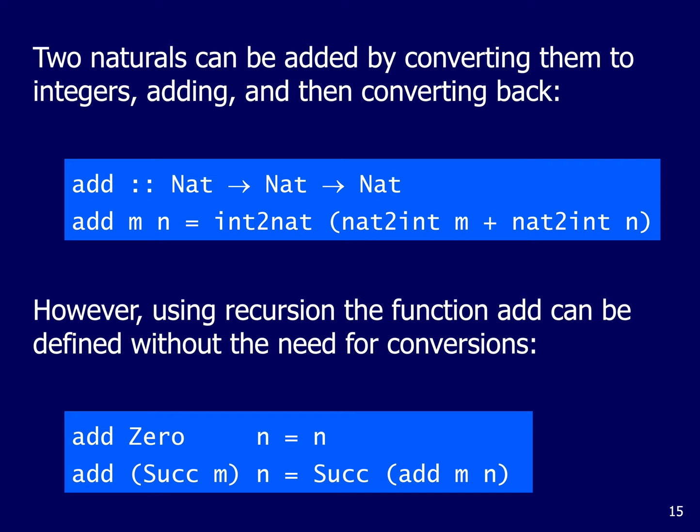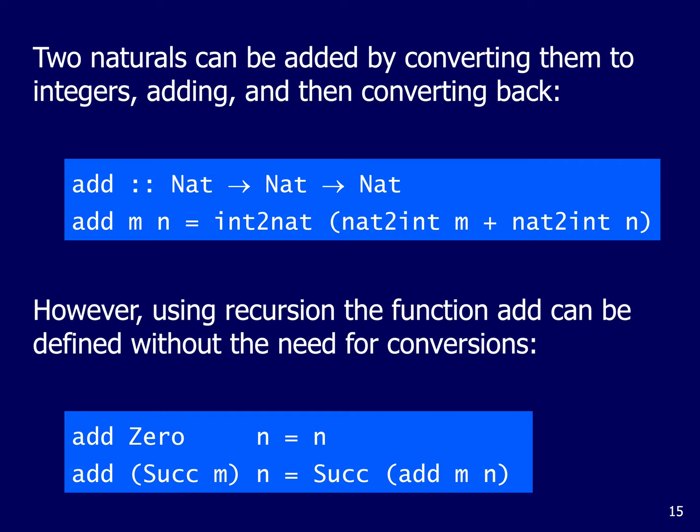And I'm just calling the appropriate conversion function. So I take my two parameters, m and n, which are both natural numbers. I'm calling nat to int on both of them. That will give me the corresponding integers. Then I'm just using the integer addition function, the plus, and then I'm calling int to nat to convert them back.